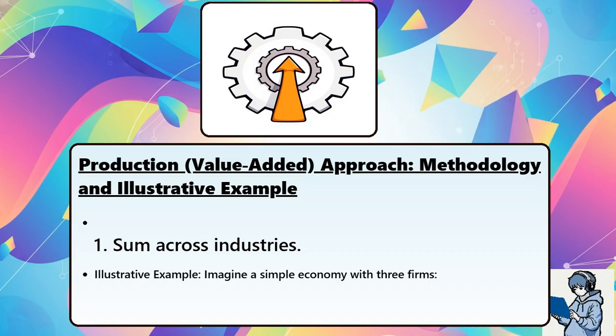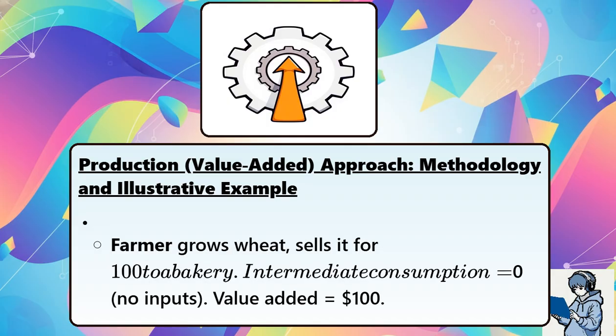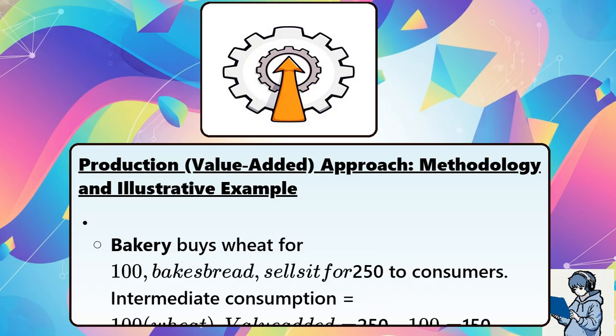Illustrative example: imagine a simple economy with 3 firms. Farmer grows wheat, sells it for $100 to a bakery. Intermediate consumption equals $0. Value added equals $100. Bakery buys wheat for $100, bakes bread, sells it for $250 to consumers. Intermediate consumption equals $100. Value added equals $250 minus $100 equals $150.